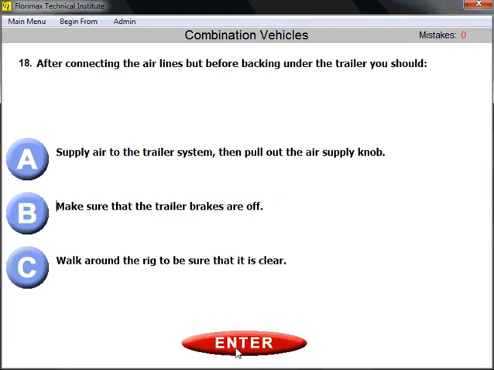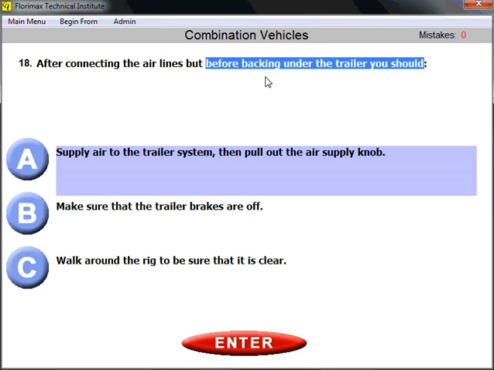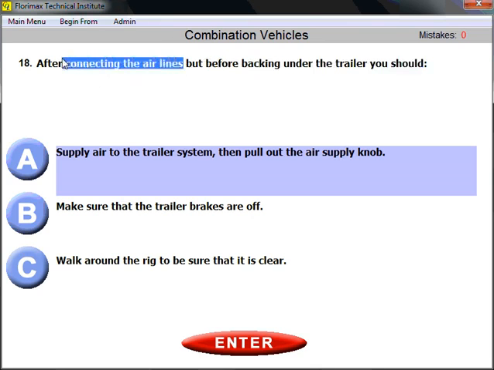Question number 18. After connecting the airlines, but before backing under the trailer, what should you do? You need to remember, you need to supply air to the trailer system. Okay, especially it's important for the old trailer which do not have spring brakes. You connect the airlines. Why did you do it? What for? To supply air.